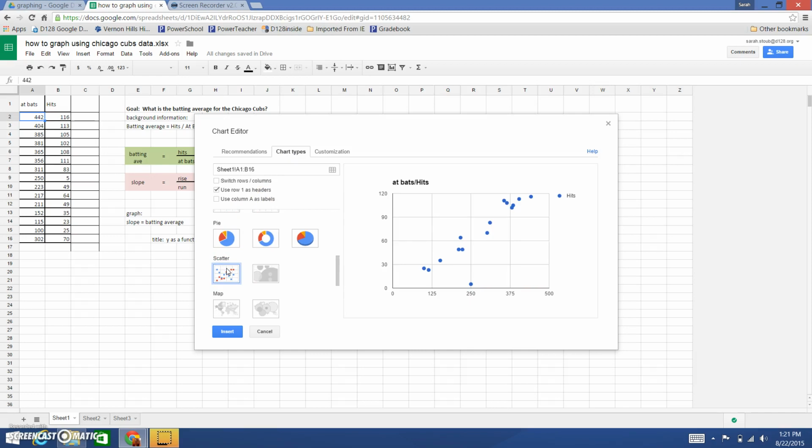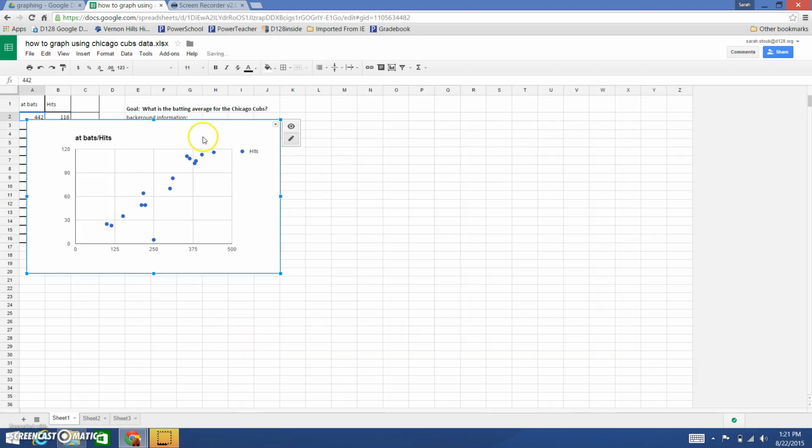99% of the time in this class we're going to be making a scatter plot. Something that's good about this is you can use row 1 as headers. So you can see row 1 is my at-bats and hits. That's why that part's important. So that's what this legend is going to show, and that'll come into play shortly. I'll insert my graph.